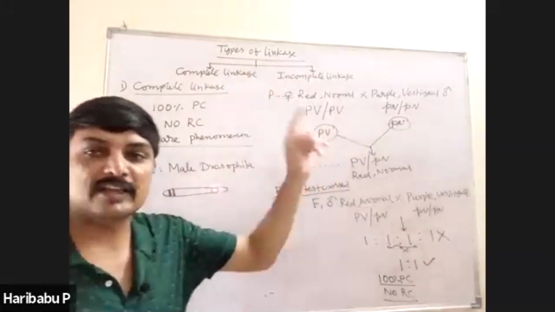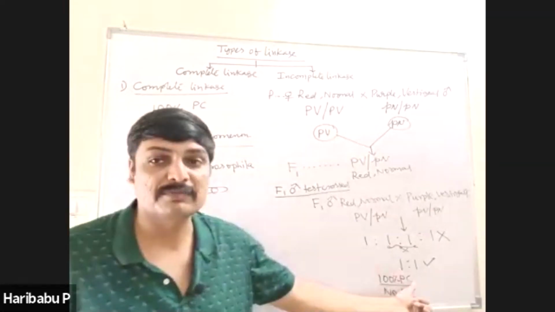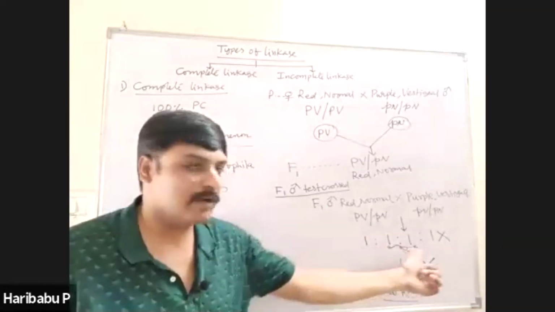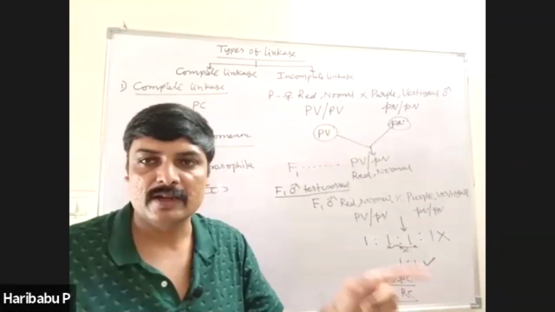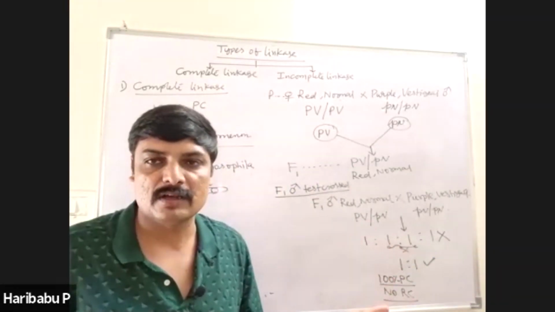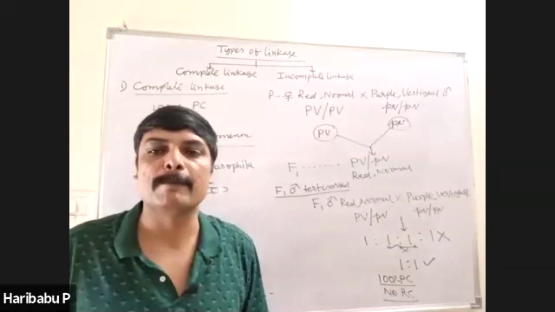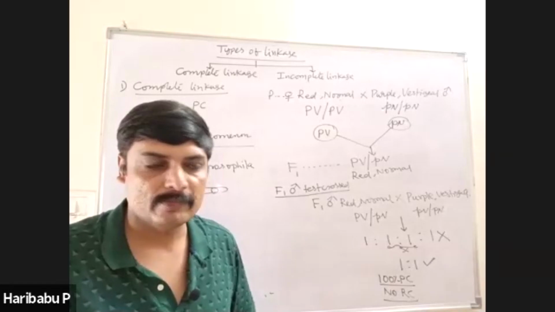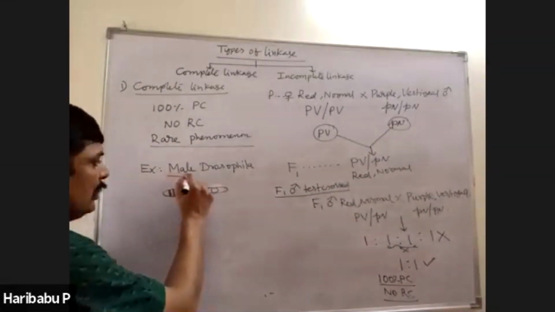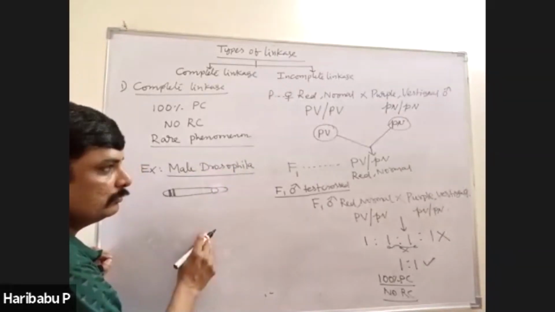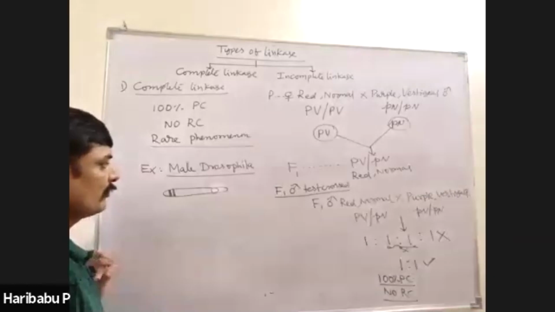How can you say there is a complete linkage in this organism? Based on the results of the progeny. Instead of four kinds in equal number, only two types, that is parental types, are obtained, indicating that crossing over does not occur. Only parental combinations occur. This is due to the complete linkage. Okay. So male Drosophila and female silkworm are the best examples for complete linkage.